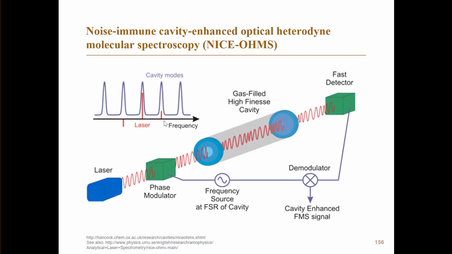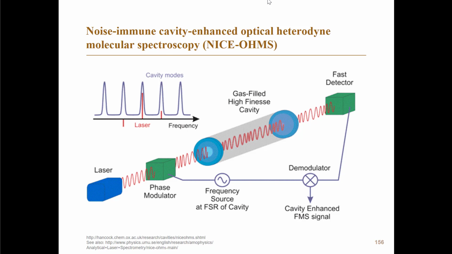And now, since one of these sidebands is also resonant with the cavity, it is also bouncing forward and back many times, enhancing the interaction with absorbing molecules. So if we look at the output here, we will have exactly the same thing: if this is absorbed, we will have a modulation on the modulation frequency. We'll have intensity modulation on the modulation frequency, phase modulation we had before, but it will be enhanced by the cavity. And this whole setup can be made very sensitive, and this is called noise immune cavity enhanced optical heterodyne molecular spectroscopy, or NICE-OHMS for short.